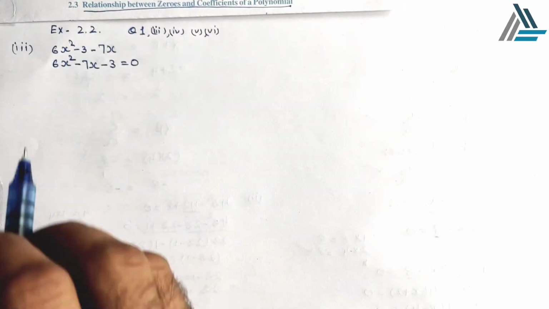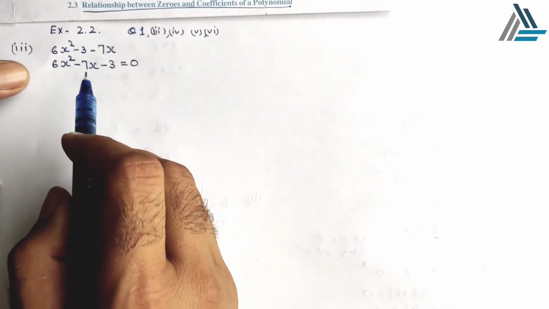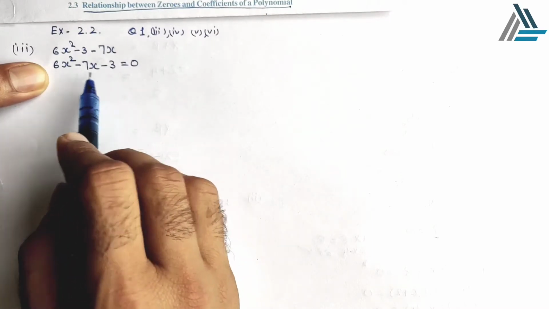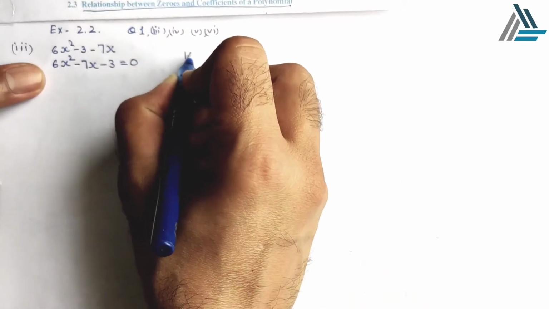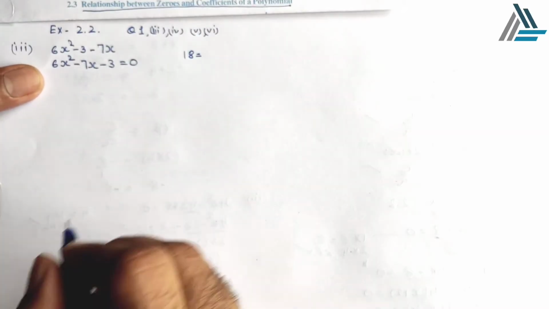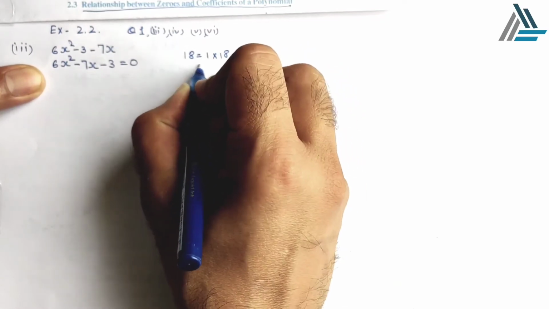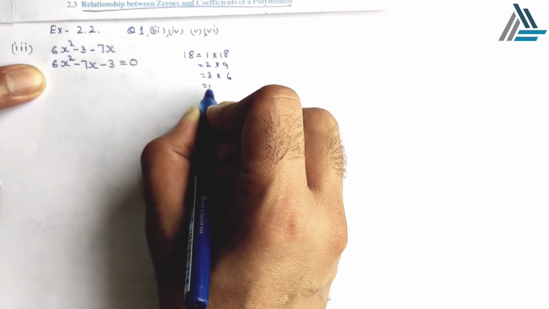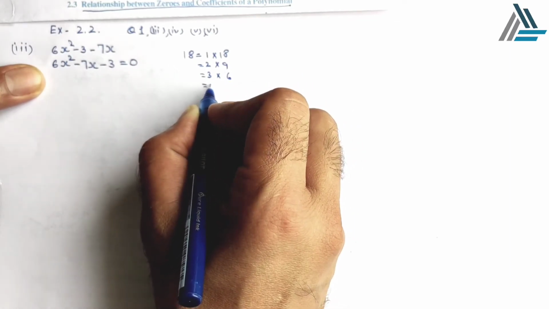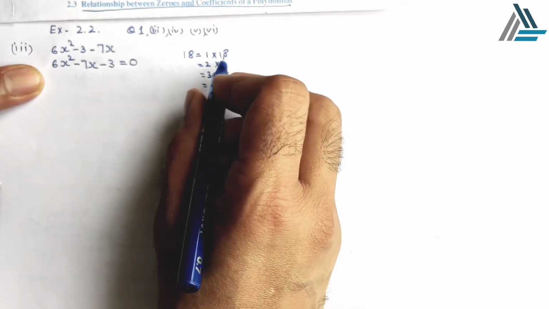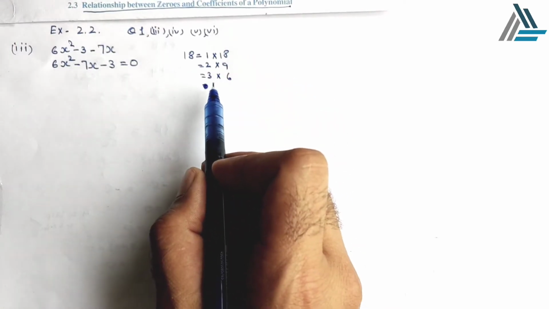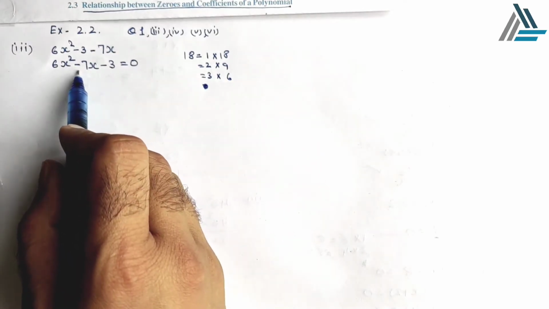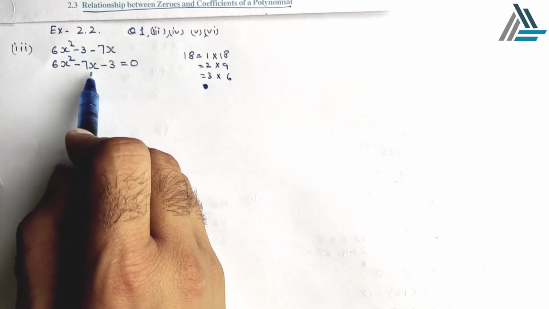Again, as we solve by factorization, we take the first and last terms' coefficients, 6 and 3. After multiplying we get 18. Here possible factors are 1 by 18, then 2 by 9, 3 by 6. 4 is not possible, 5 is not possible, 6 by 3 and 9 by 2 are repeated. Here we get 3 pairs and we have to choose only one from which we can make minus 7 after adding or subtracting.